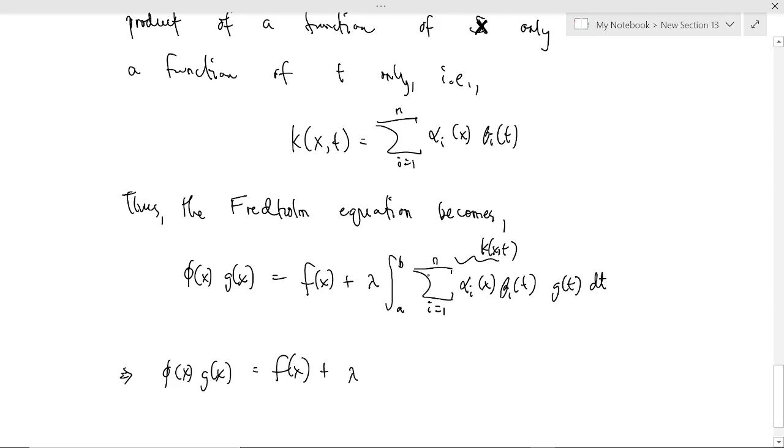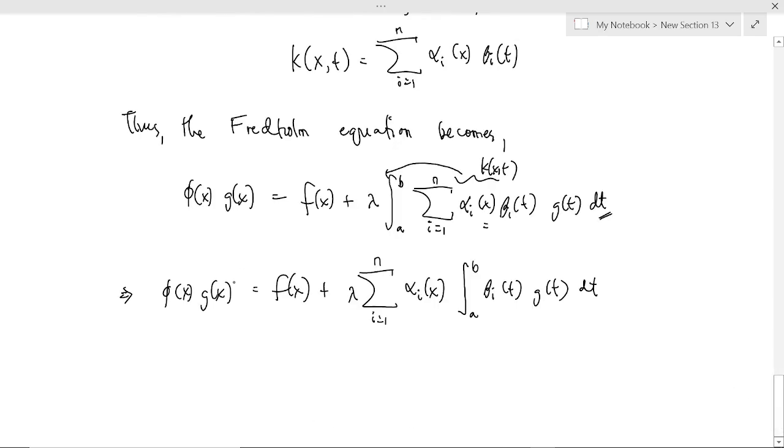So we can actually get this summation out of the integral for these constants, because as we can see, this is dependent on t and not on x. So we can write this outside of the integral. So this is lambda times the summation of alpha i of x, from 1 to n, of the integral. What's left in the integral is obviously the beta, the g, and of course the dt. So we have beta i of t, g of t dt, from a to b.